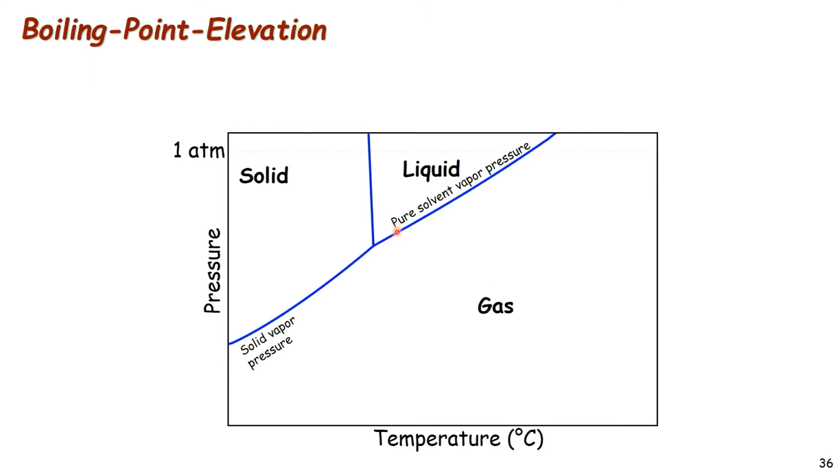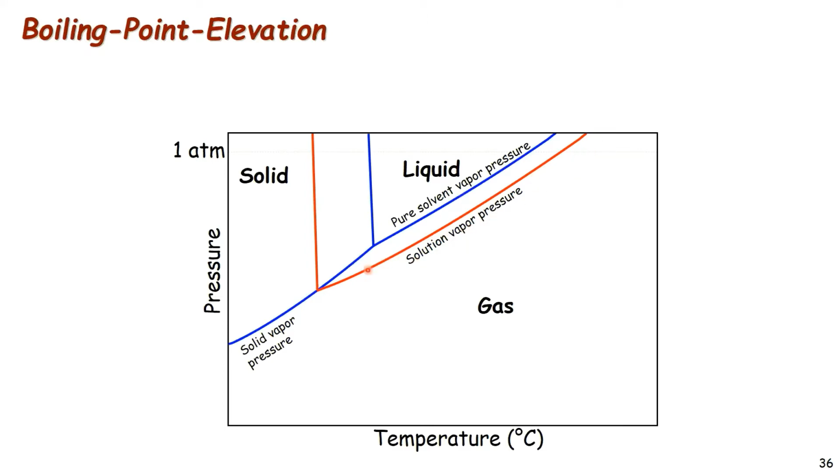So what happens here is this line represents the pure solvent vapor pressure. We're talking about just the pure solvent here. And then this would be the solid vapor pressure, which we're not going to deal with right now. We can see that the vapor pressure is increasing with temperature, exactly what we expect, right? The vapor pressure always increases with temperature. If I add something to it, it changes the phase diagram. This line shifts down to here, and this line shifts to here.